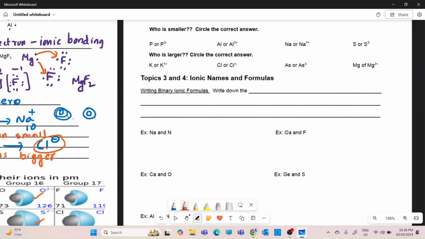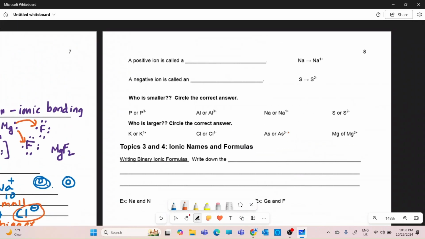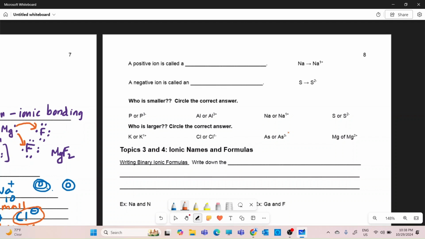Okay, let's go to the next page and do a couple of questions. One more time. A positive ion is called a cation. So this is a cation. It is formed from an atom after losing electrons. A negative ion is called an anion. It is formed from an atom after gaining electrons.